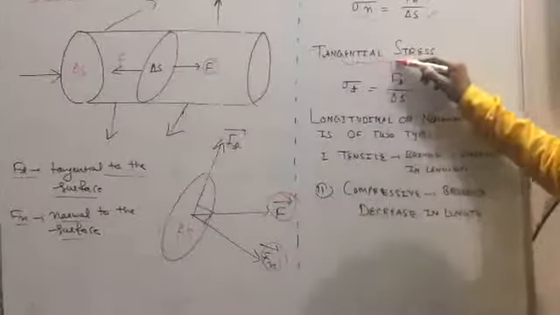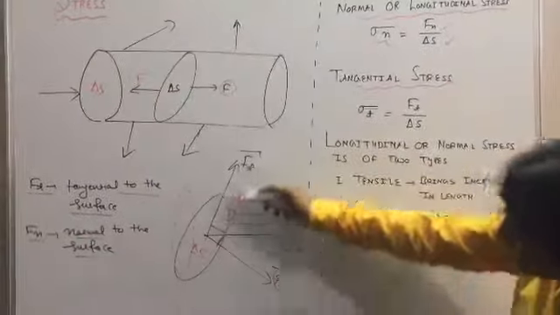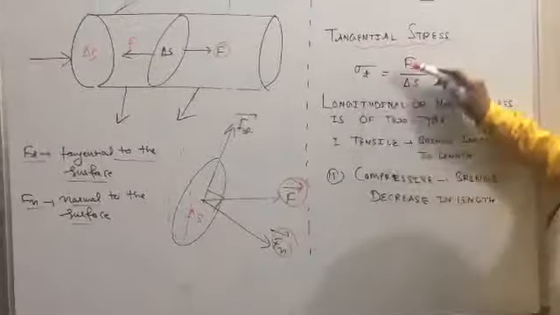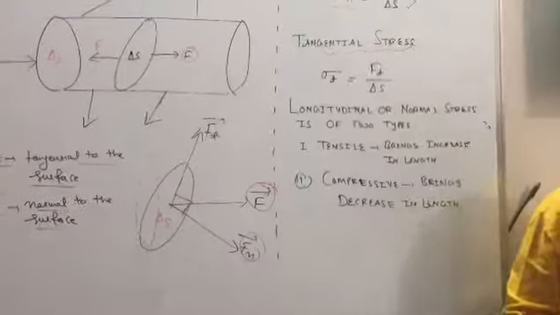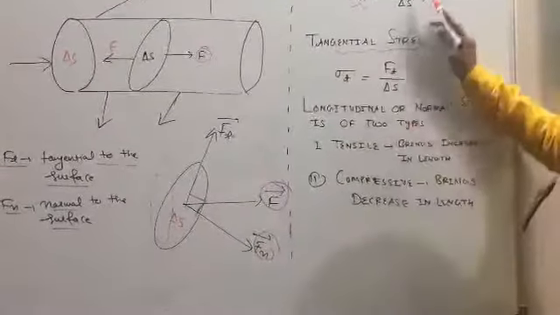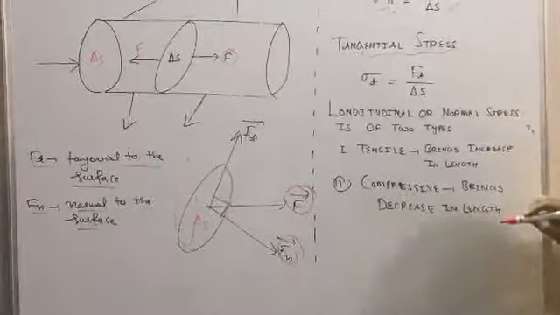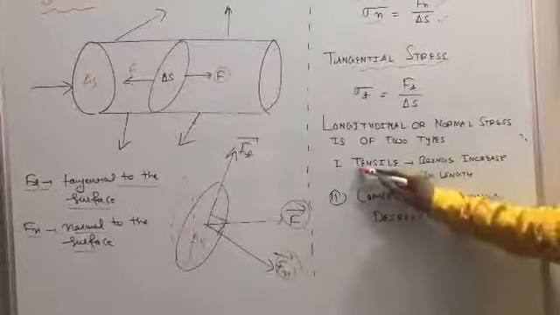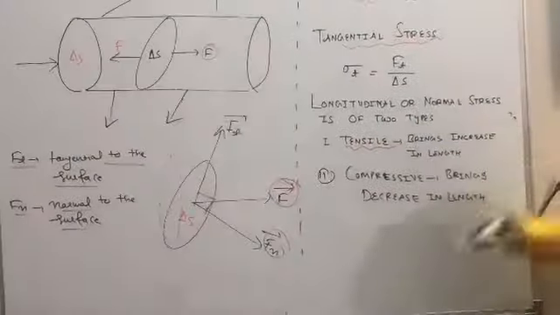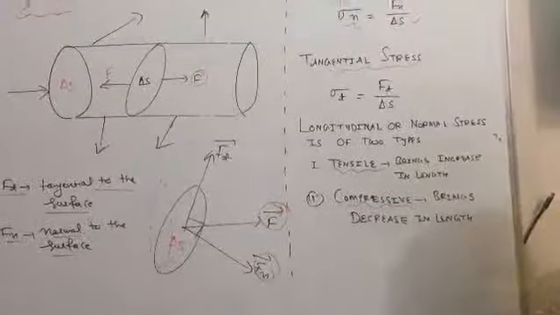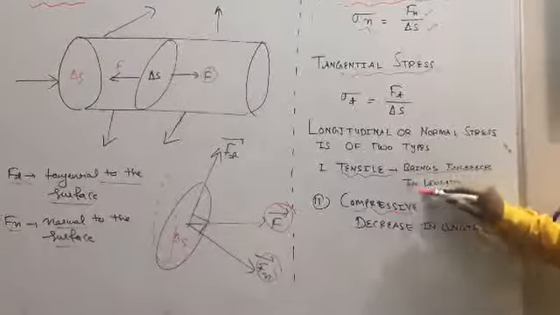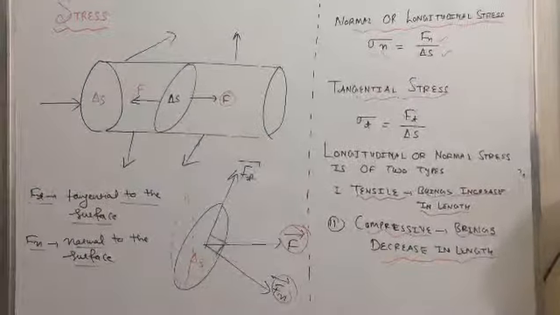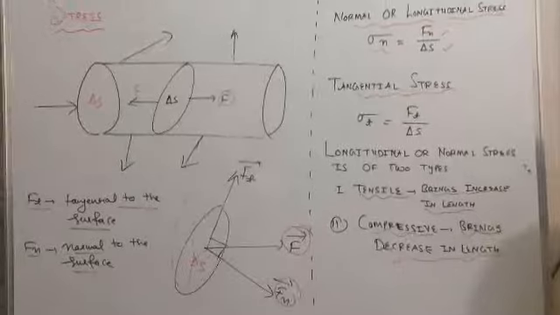Second is tangential stress, which acts tangent to the surface. So, sigma t is Ft upon delta S. Students, longitudinal stress or normal stress is further of two types. If it is increasing the length, it is called tensile. If it is decreasing the length, it is called compressive. Tensile brings increase in length and compressive brings decrease in length. Any question? Is it all clear?